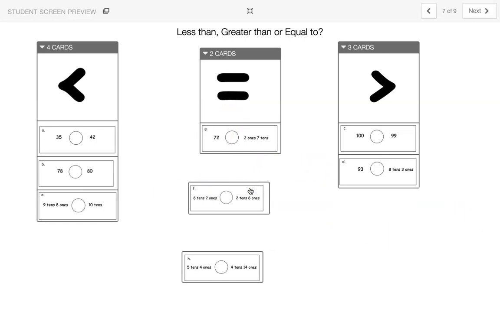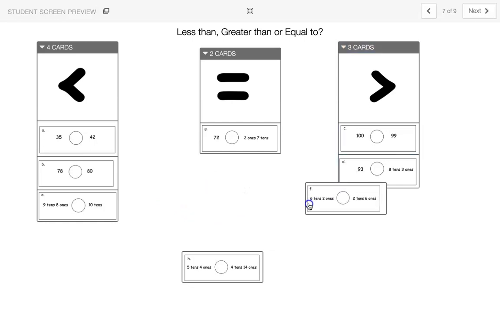Here we go. 6 tens, 2 ones, or 2 tens and 6 ones. 6 tens is definitely greater than 2 tens. So we're going to put that right over here in our greater than pile.